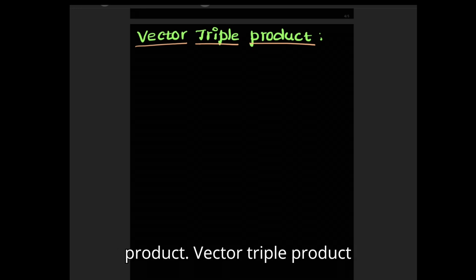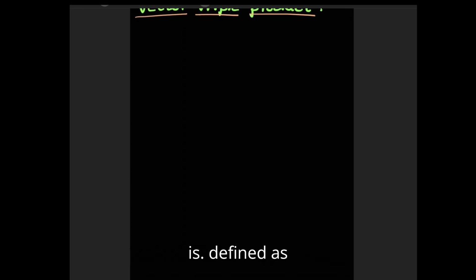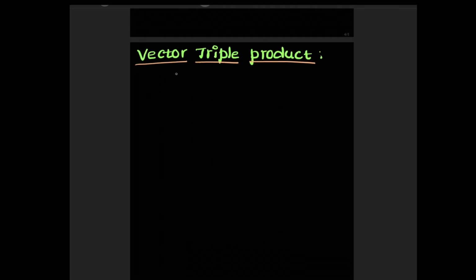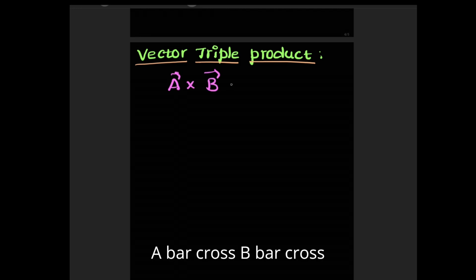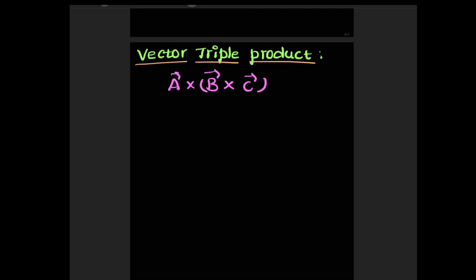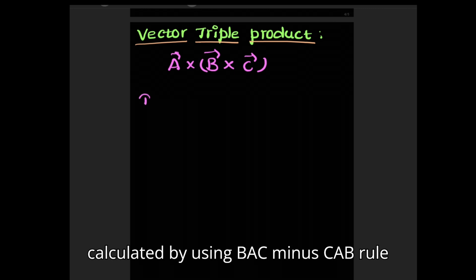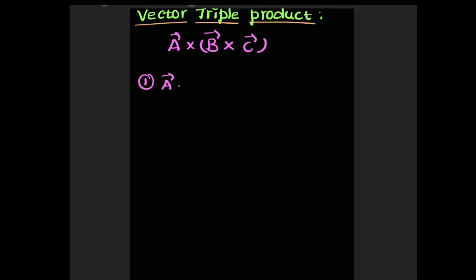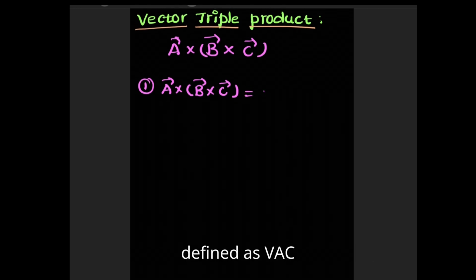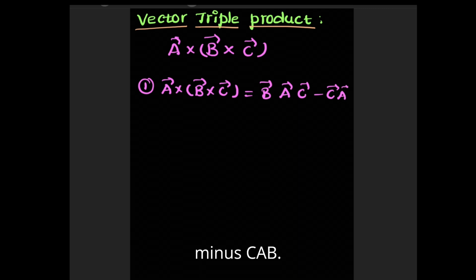Now let us discuss vector triple product. Vector triple product is defined as a bar cross b bar cross c bar. This vector triple product can be calculated by using the BAC minus CAB rule, that is, a bar cross b bar cross c bar can be defined as BAC minus CAB.